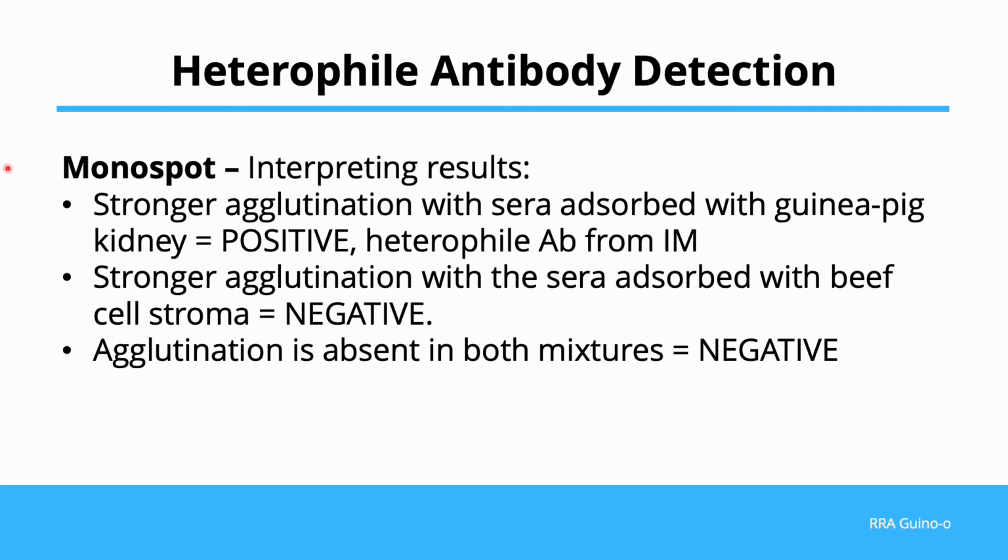Here are the possible results that we will encounter when doing a monospot test. First, if you see stronger agglutination with sera adsorbed by your guinea pig kidney cells, this is a positive result, and this means that you have heterophile antibodies from infectious mononucleosis. Next, stronger agglutination with the sera adsorbed with your beef cell stroma. This is a negative result, and this means that you have your Forssman antigens, and if there is no agglutination in both mixtures, this is also a negative result and indicates that your heterophile antibodies are from serum sickness.